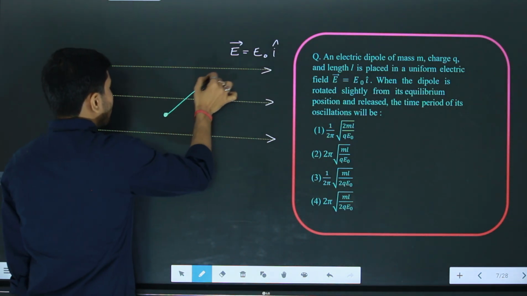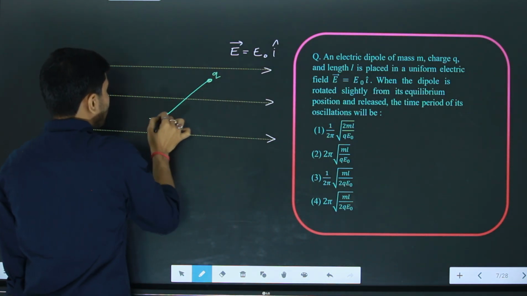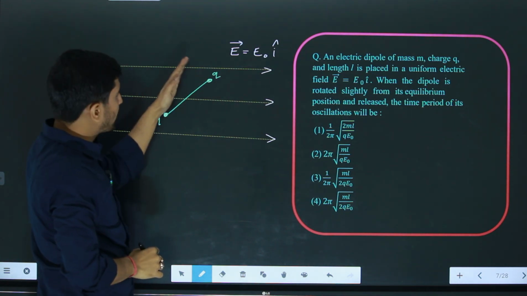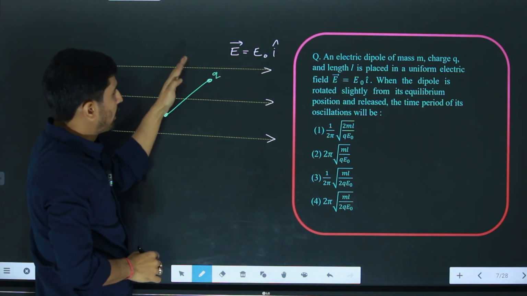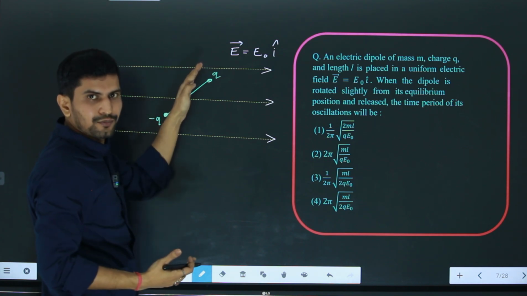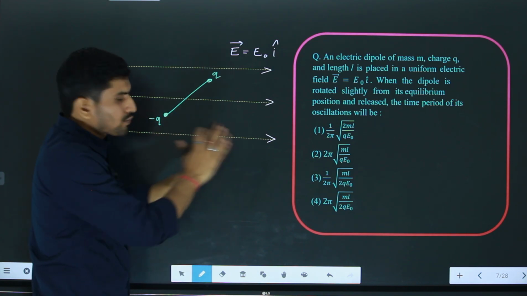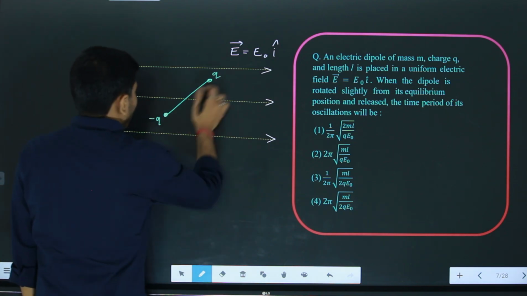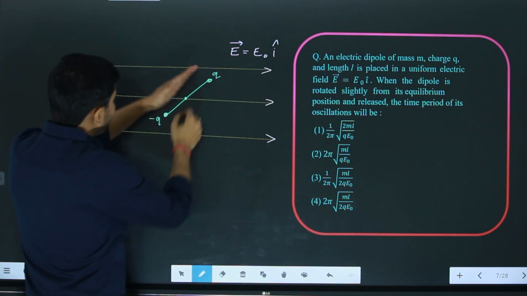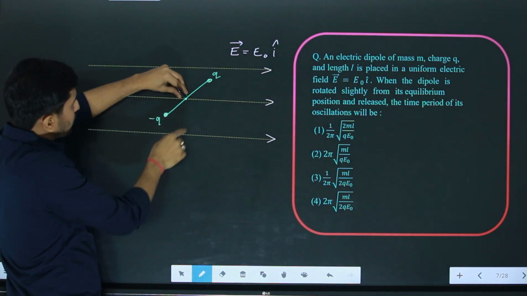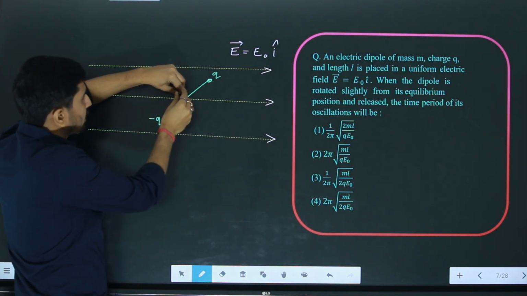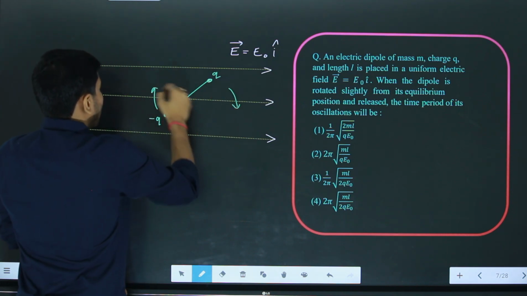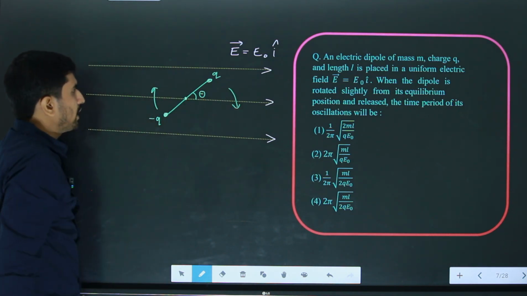According to the question, we have a dipole. Let's say this is the dipole whose length is L, and it is given a slight rotation or slight push so that it starts oscillating. If it starts oscillating, it will have a time period. The question is, what is the time period? It's a nice question. Now, when a dipole starts to rotate, it will rotate about the center of the dipole. It means I can imagine one axis and then it will rotate. Let's say this angle is equal to theta.